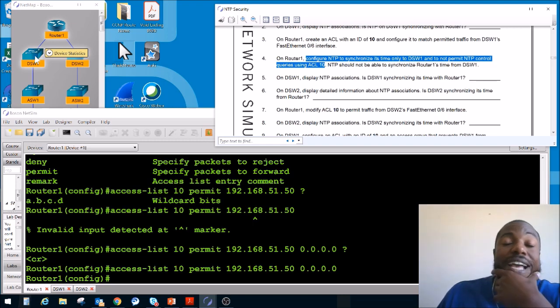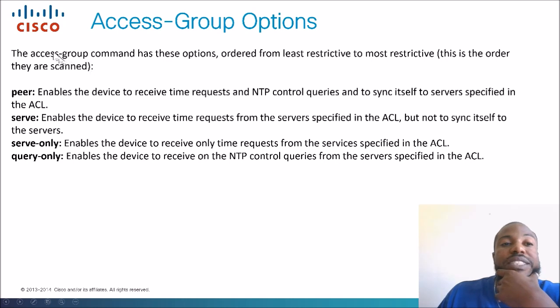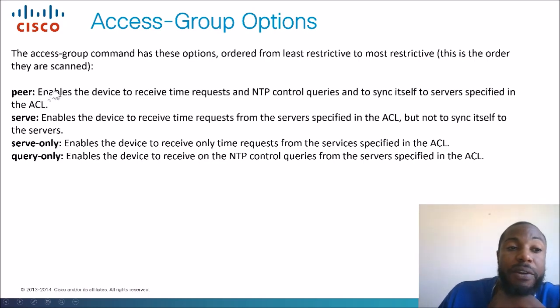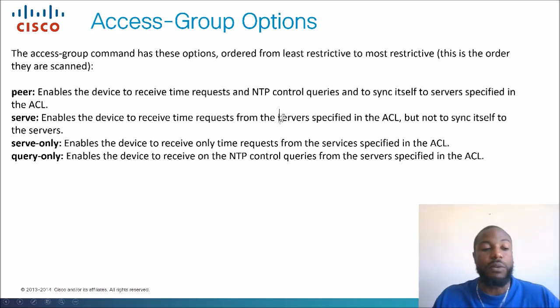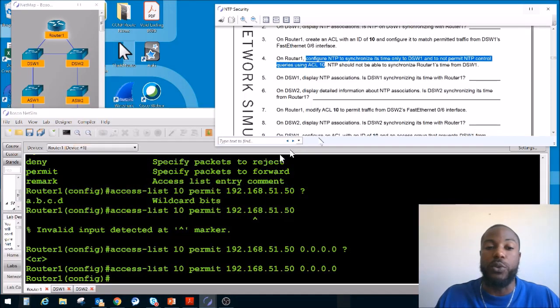So we know we need to do an NTP access group, right? Let's look at our notes here. We said for access groups, the access group command has these options, ordered from least restrictive to most restrictive. This is the order they are scanned. We said peer enables the device to receive time requests and NTP control queries and sync itself to the service. I don't think that's it. Let's see what options we have by just doing the question mark, right?